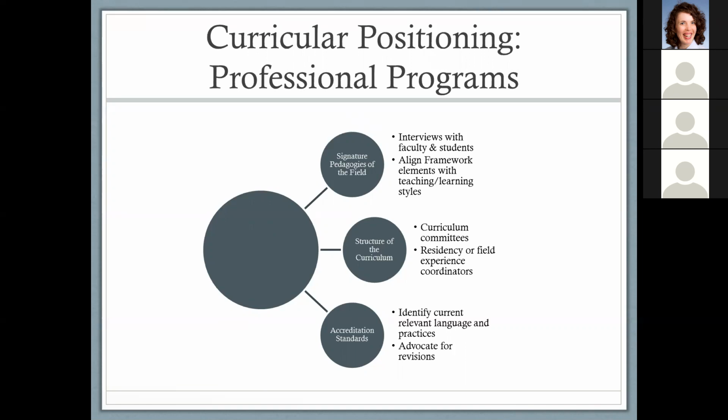and to be available or to be on curriculum committees and to work, say, with residency or field experience coordinators, and then obviously to be able to think about the accreditation standards for that particular field and to look at the language used in it to find opportunities for information literacy in it and to begin to work with people who are working on accreditation standards and advocate for revisions where appropriate to include the framework elements as well.